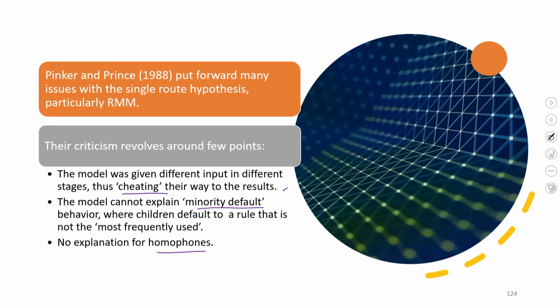So, this is about the dual and single root hypotheses with respect to learning inflectional morphology. These are debates that need to be looked at from the perspective of the papers themselves. There are any number of papers you can look up.